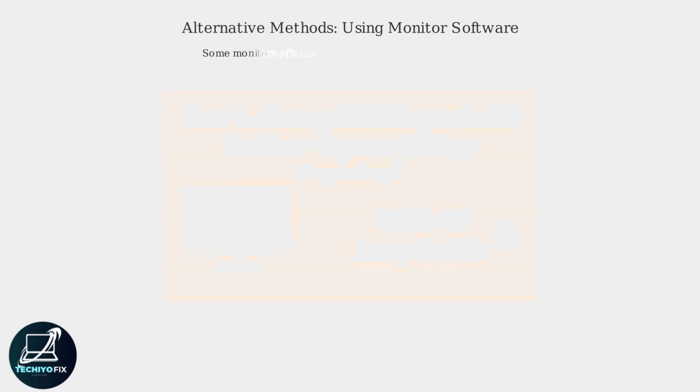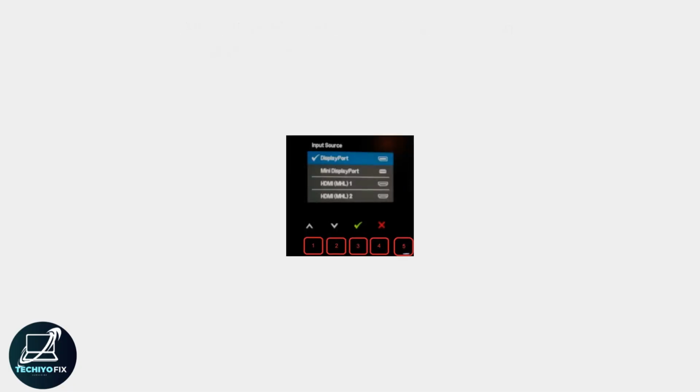Some monitors come with dedicated software that allows you to switch inputs directly from your computer. This method is less common, but can be more convenient for users who prefer software control over physical buttons. For example, LG monitors may have software that displays an input source menu directly on screen. You can navigate using the monitor's buttons to select HDMI inputs.